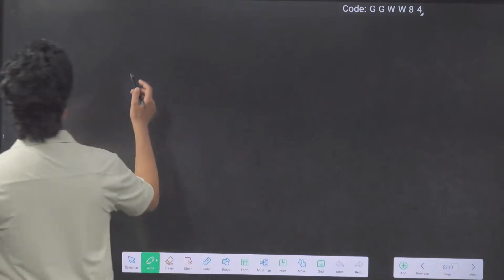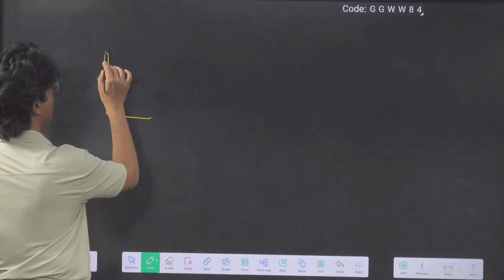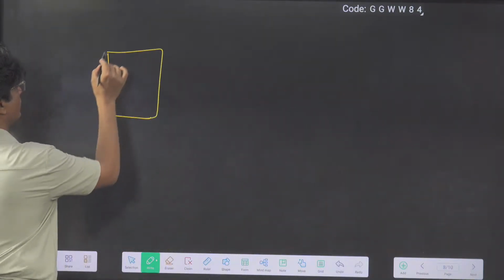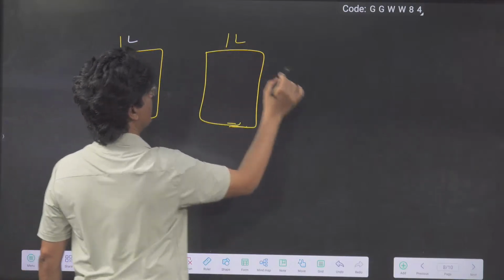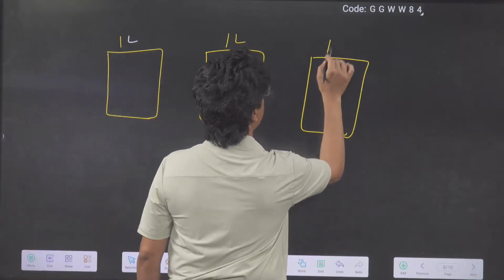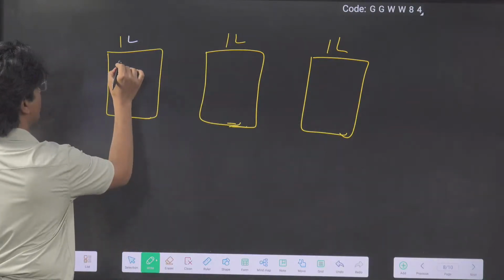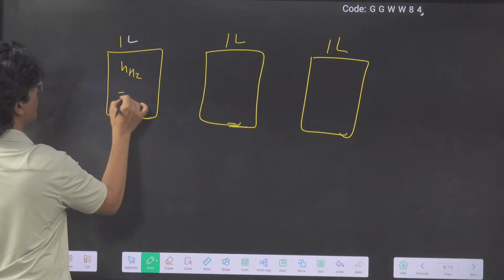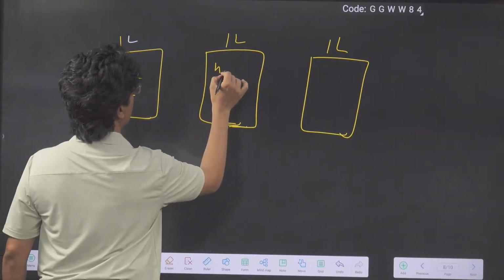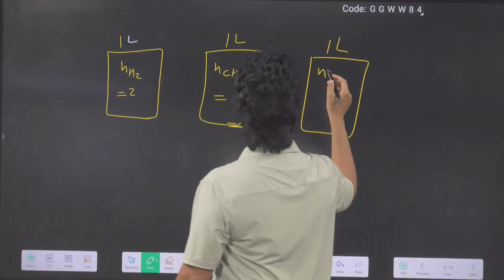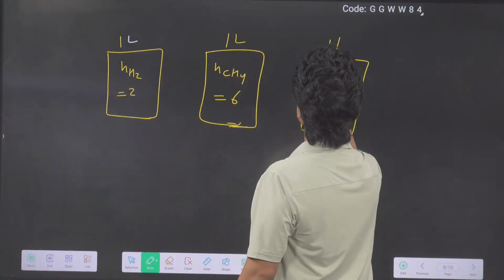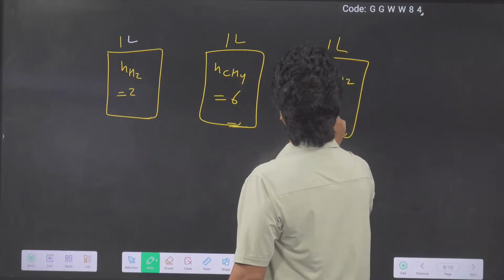Okay, now see that stuff. I'm giving you 3 vessels, rigid vessels, 1 liter each. Now this contains number of moles of hydrogen equal to 2, number of moles of CH4 equal to 6, and number of moles of, say, SO2, let me give you 8.